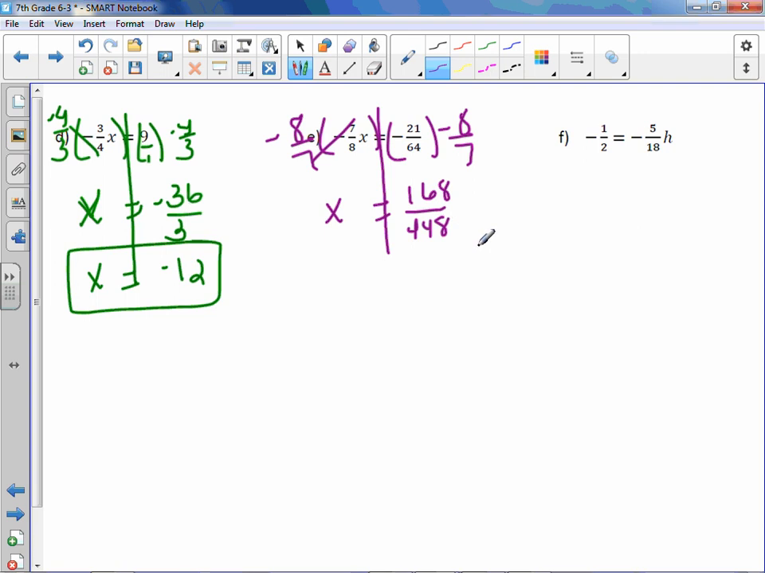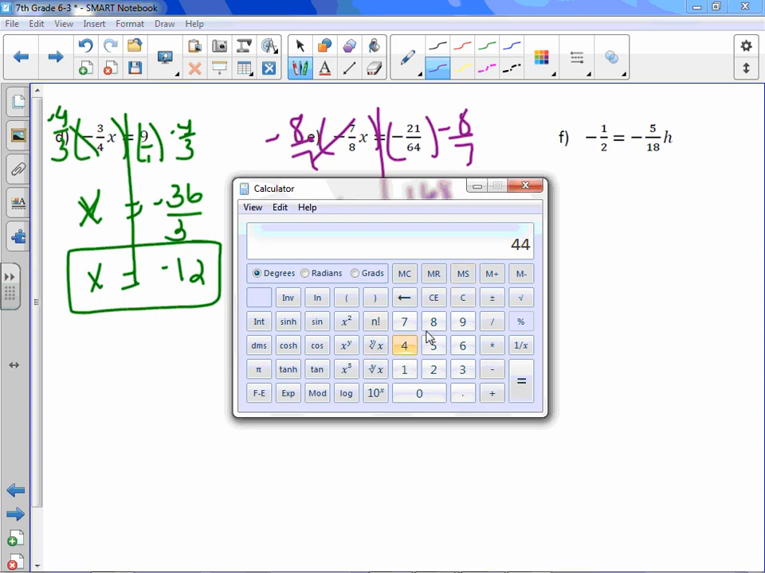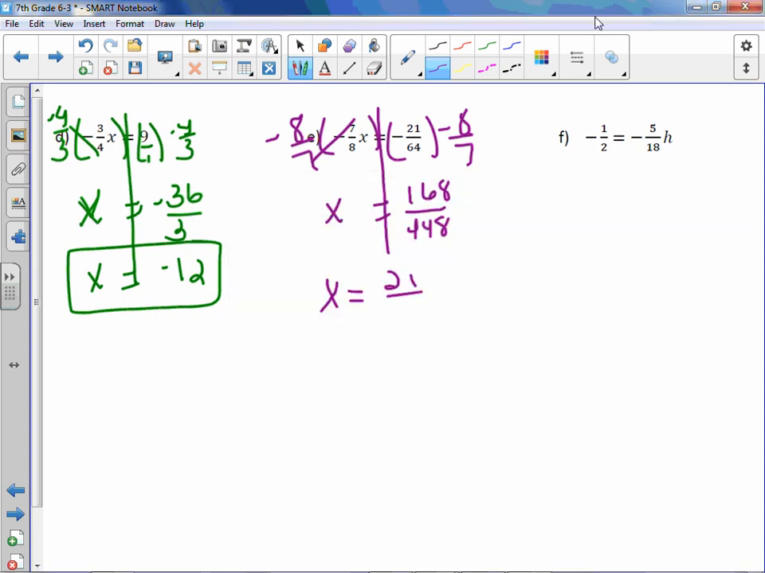I know we can reduce this. I believe we can reduce by dividing by 8. 168 divided by 8 is 21. And 448 divided by 8 is 56. And here I can still divide by 7. Divide by 7 and get 3 over 8. It's okay that you use a calculator, but remember, if you start with fractions, you must end with fractions.